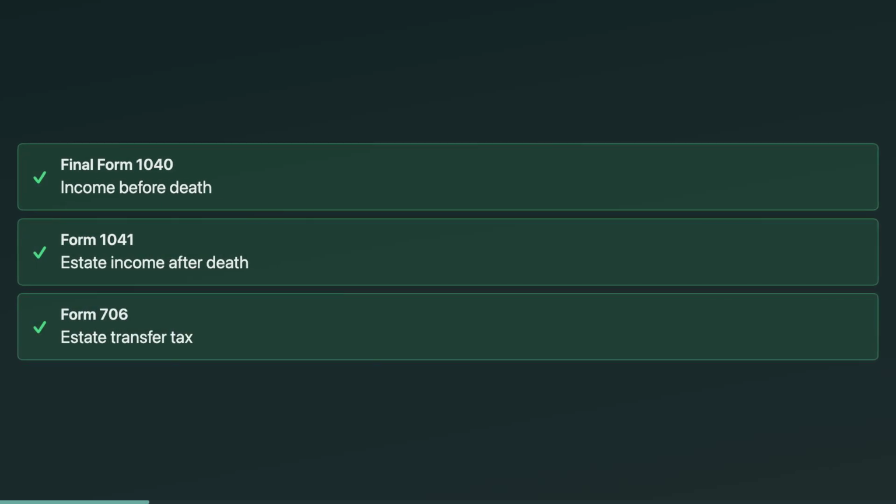Here's the roadmap after someone dies. You might file up to 3 different returns. Final Form 1040 reports the decedent's income up to date of death. Form 1041 reports the estate's income during administration after death. And Form 706 is the estate tax return based on asset values, not income.